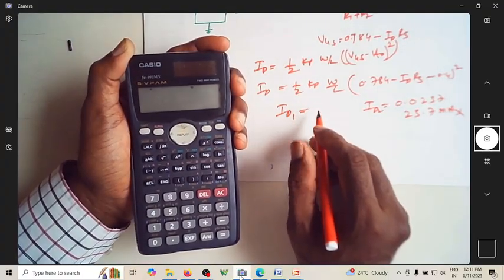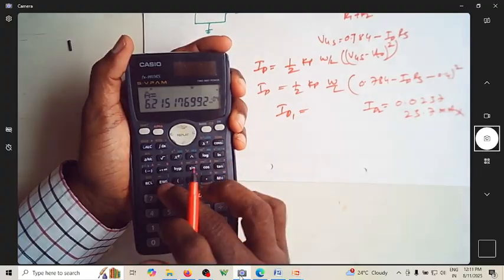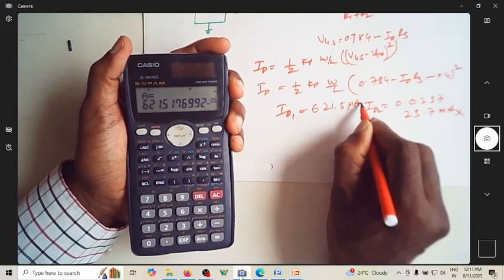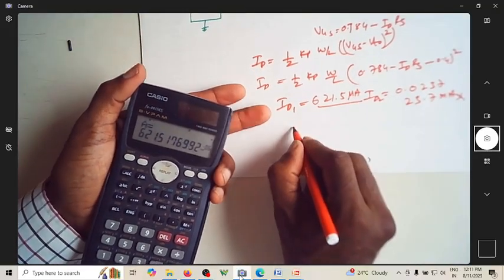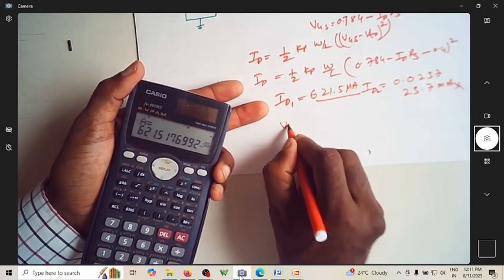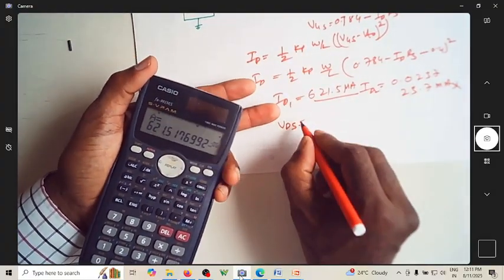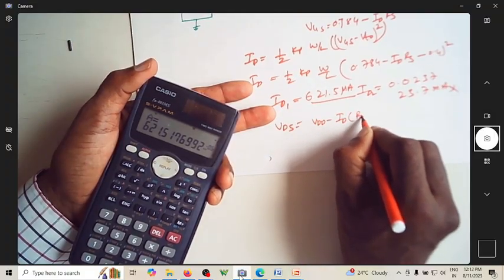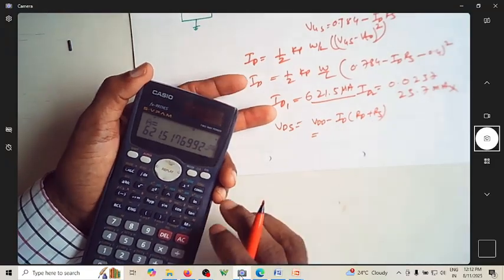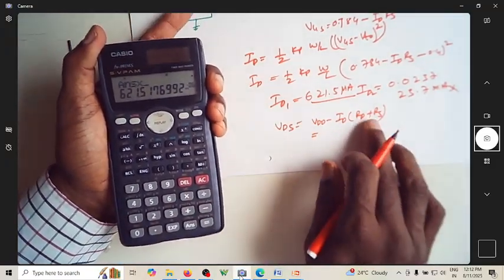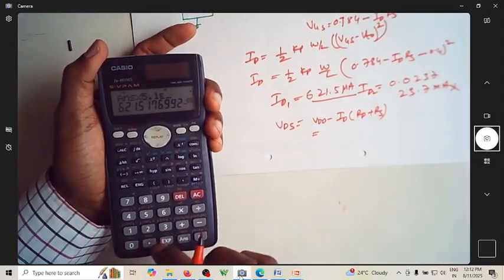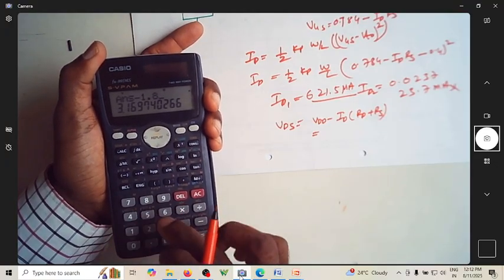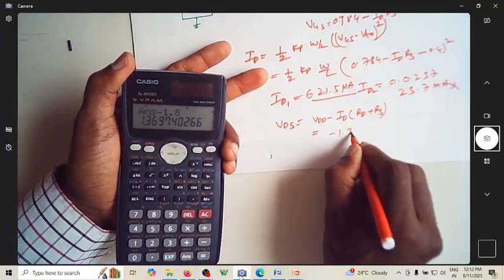Let me solve for the other value. The value is coming out to be 621.5 microampere. So with this ID as 621, let us find what VDS is. VDS is VDD minus ID into (RD plus RS). This is 5.1 exponential of 3, of course, minus 1.8. This is coming out to be minus 1.369 volt.